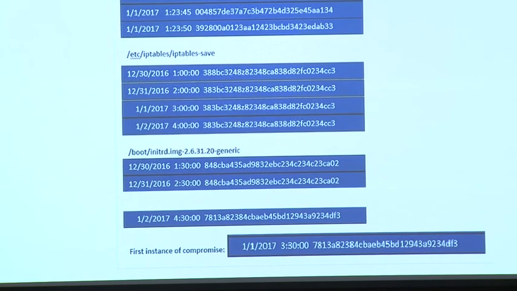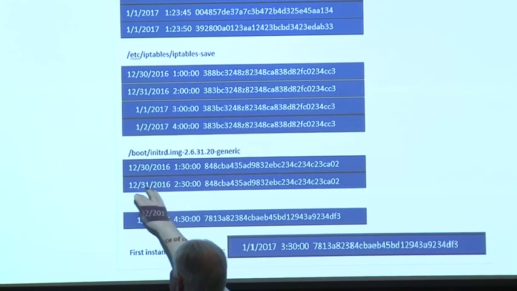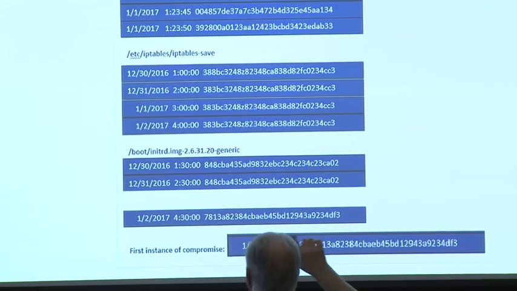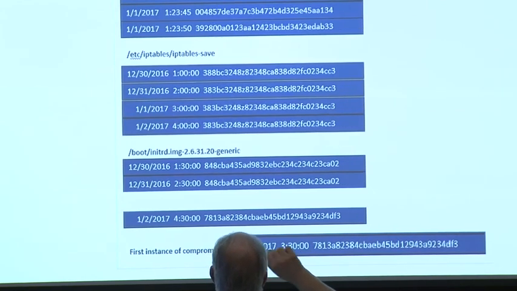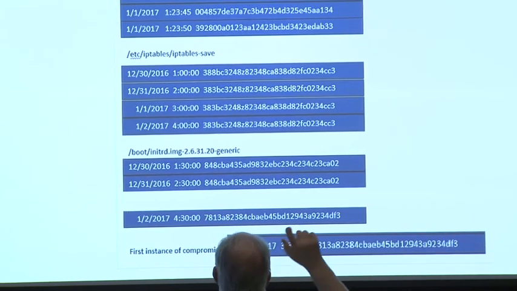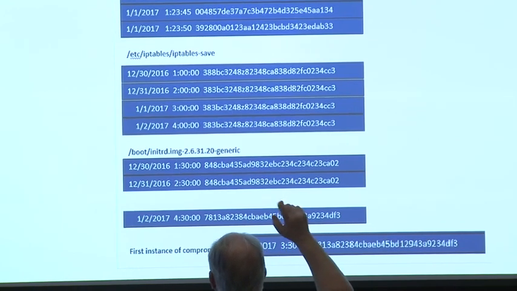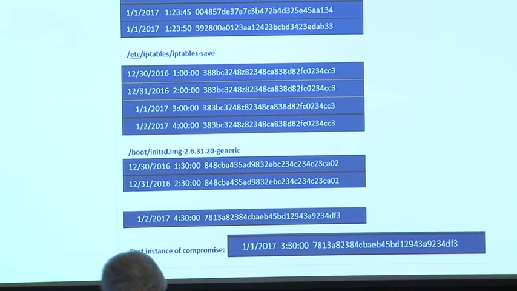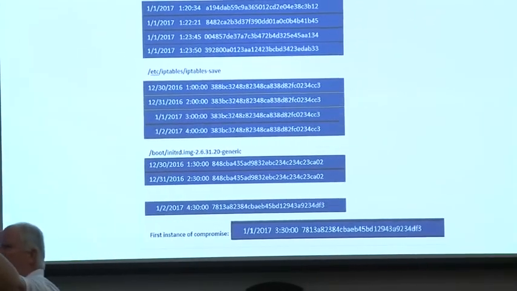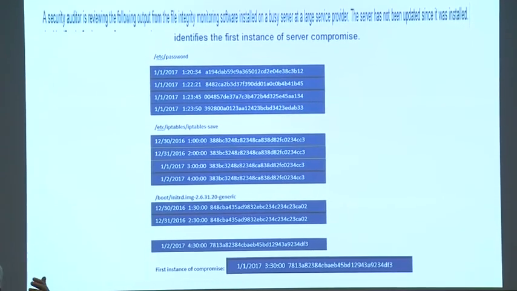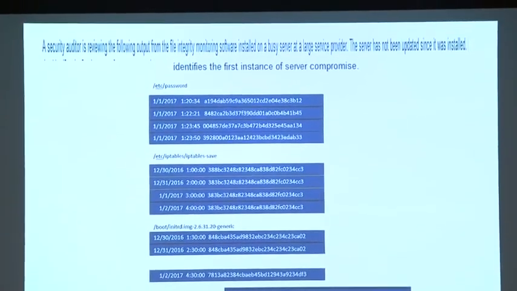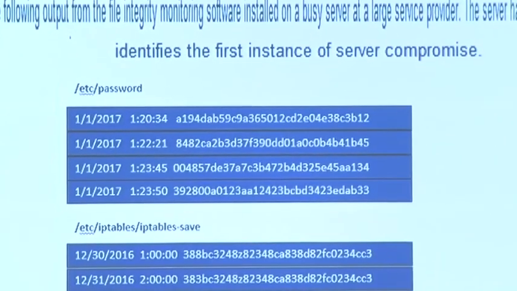This is one that I've seen pop up. The way this works is that this instance of the compromise is actually sitting right up here. Okay. So they're saying a security auditor is reviewing the following output from the file integrity monitoring software installed on a busy server at a large service provider. The server has not been updated since it was installed. What you need to do is identify the first instance of a server compromise. When we take a look at the files in the top group, it's underneath the temp password or the etc password directory. That has nothing to do with a server compromise.